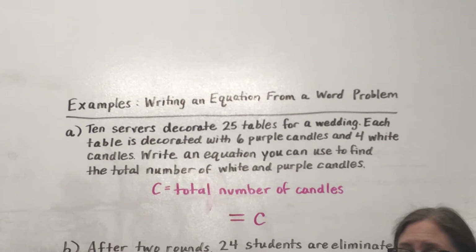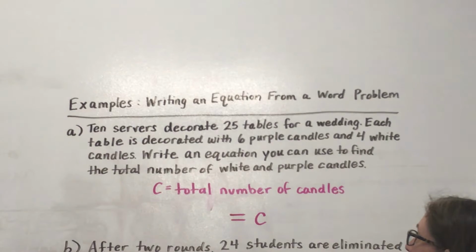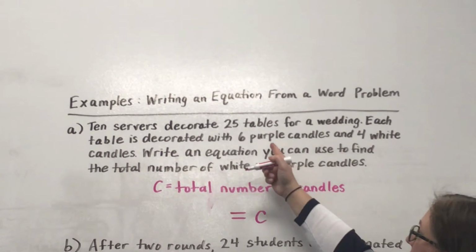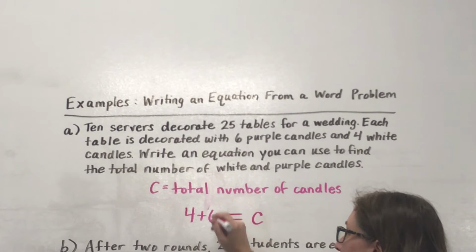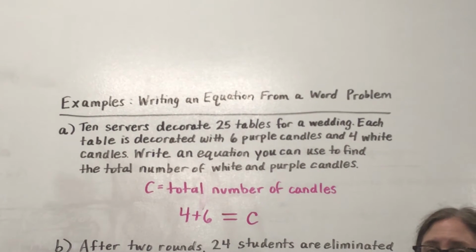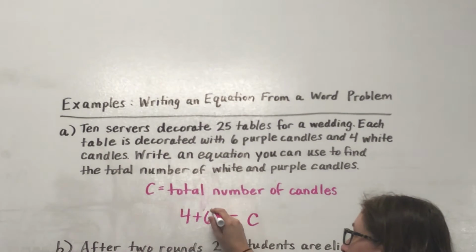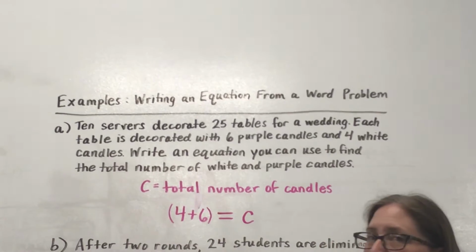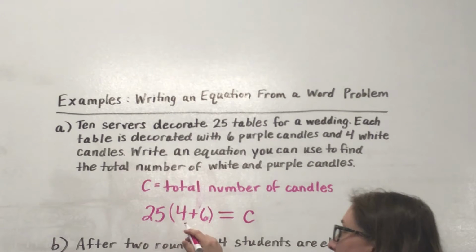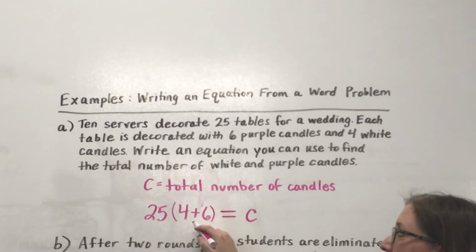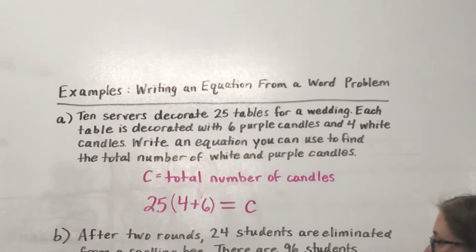So to get to that total number of candles, I have to first remember that every single table has 4 white candles and 6 purple candles. So combined, that would be 10 candles. But it's not just one table. There are 25 tables. So when I add this up, I want to multiply it by 25. So this would be per table times 25 tables. So that's our equation. Let's look at B.